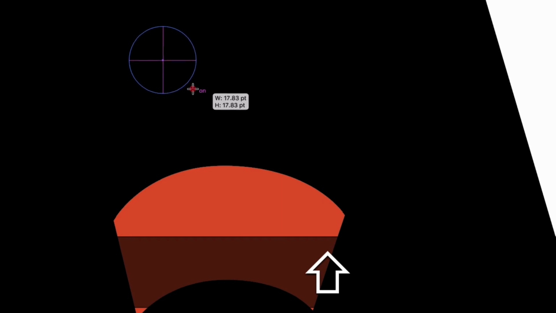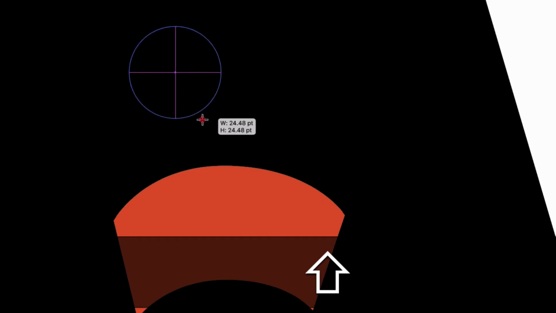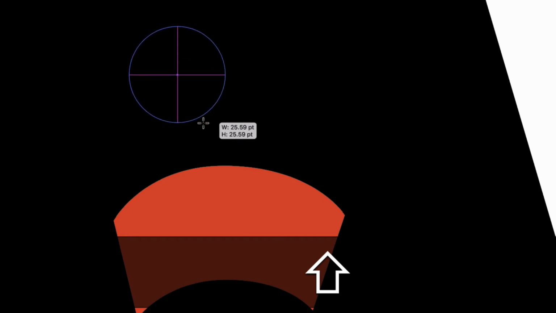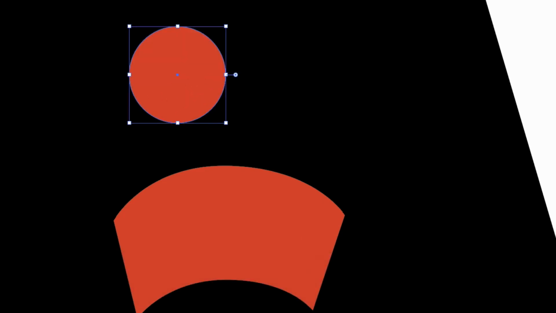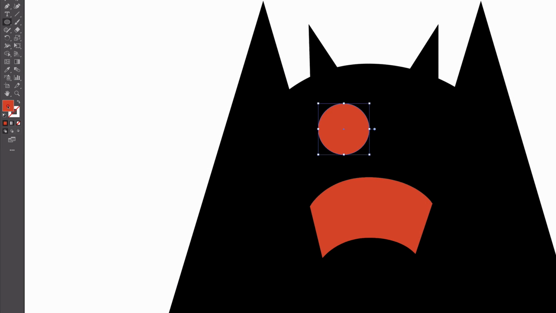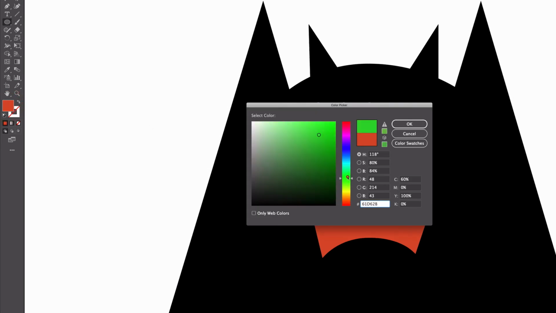If I hold down the shift key while I'm clicking and dragging, I'll get a perfect circle. In this case, we want a perfect circle for the eyes. So I'm going to hold down the shift key while I drag to get a perfect circle. I'm going to let go, and I'm going to change the color of this. I know I want that to be like a green color, so I'll come up over here, pick out a nice green color.